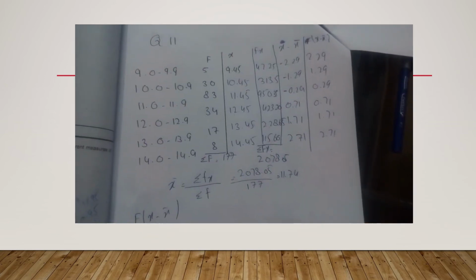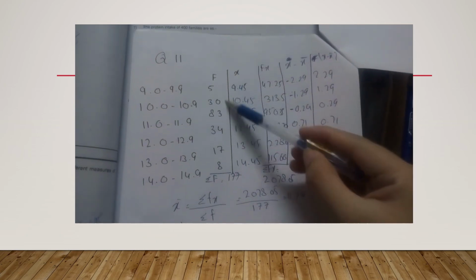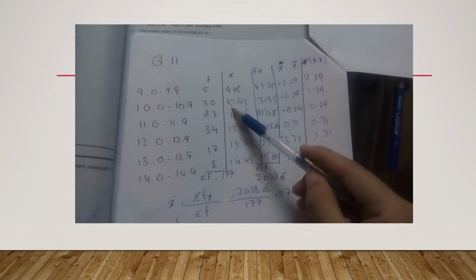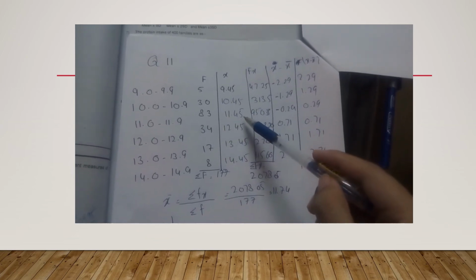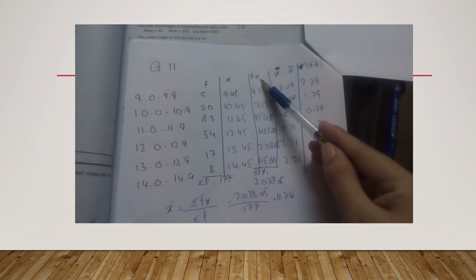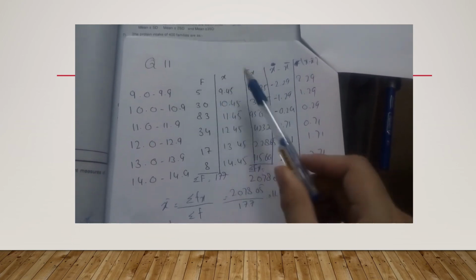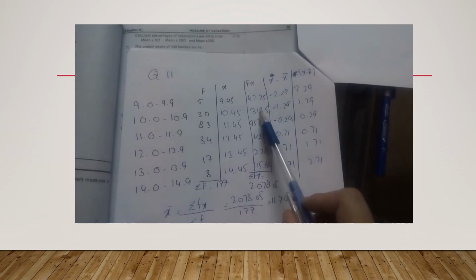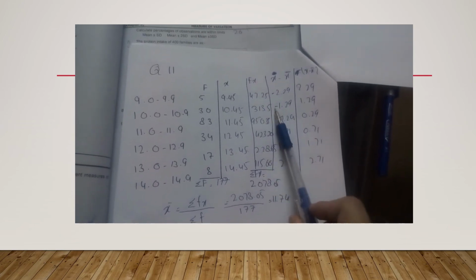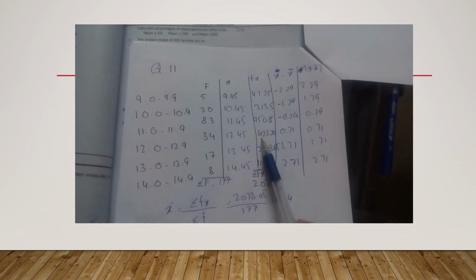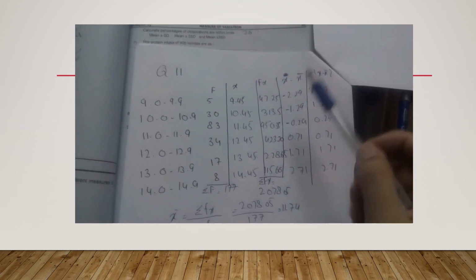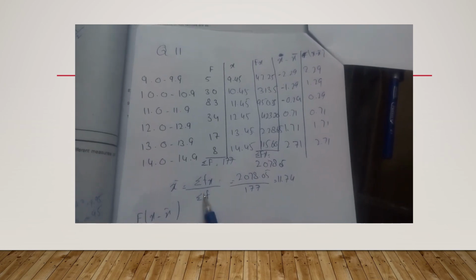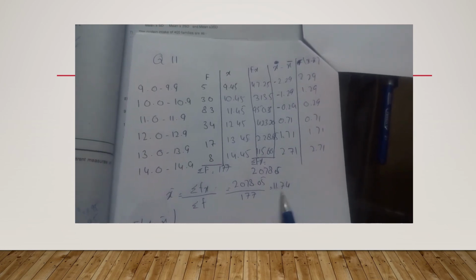Question number 11, the data is in group form and these are the frequencies. First we calculate x. The first is 9.45, 10.45, 11.45 and so on. The next step is fx. x multiplied by f and the answer is 47.25, 313.5, 950, 423, and then we calculate x minus mean. For the mean, this is the formula, and the mean is 11.74.